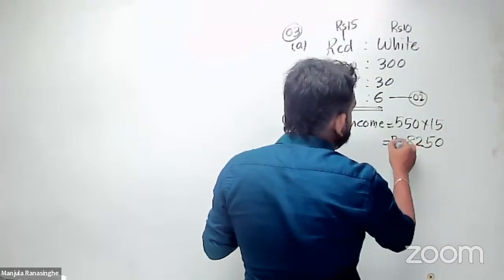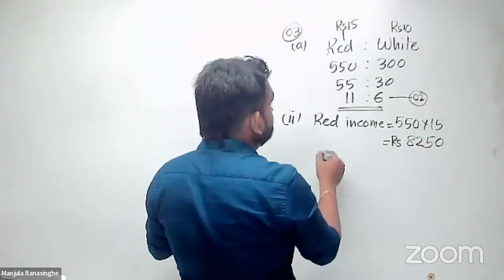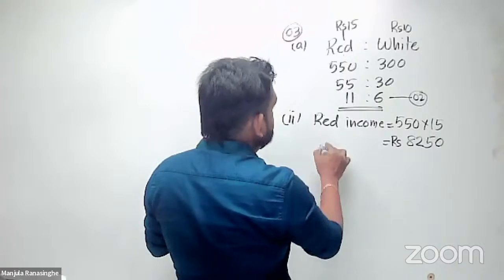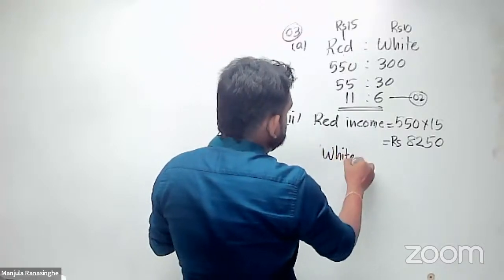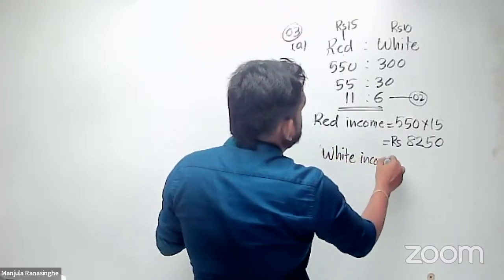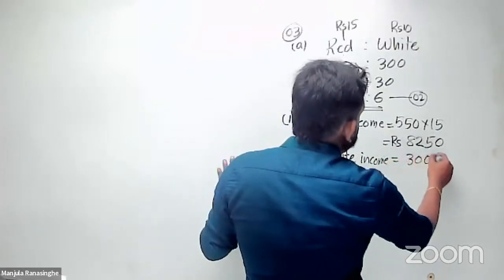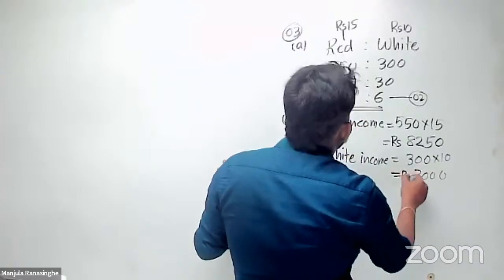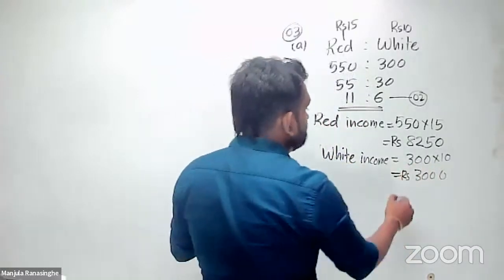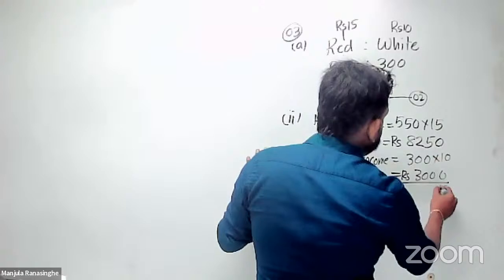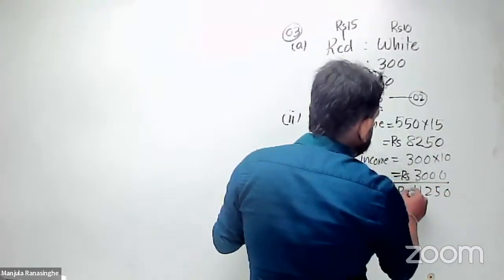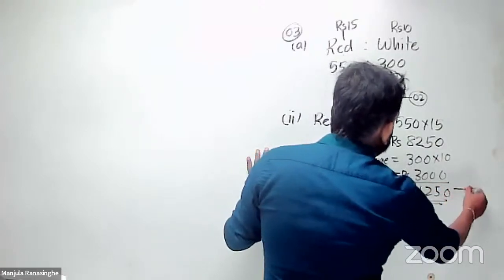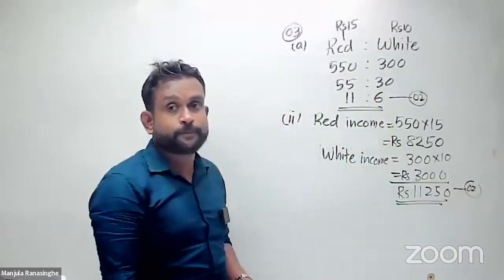82 rupees, 800, 8,250. Then the white lotus income, right? That is 1 is 10, so 300 into 10. That gives you 3,000 rupees. Okay, then what is the total income? 8,250 plus 3,000 is 11,250. So rupees 11,250. So you have 2 marks.